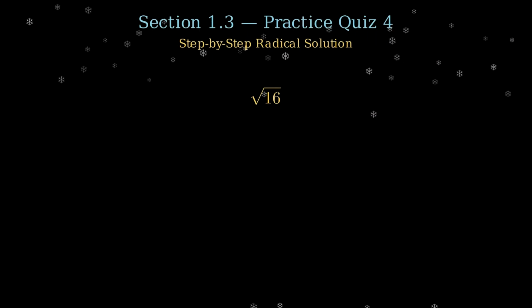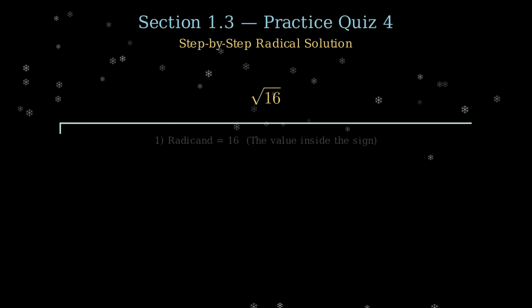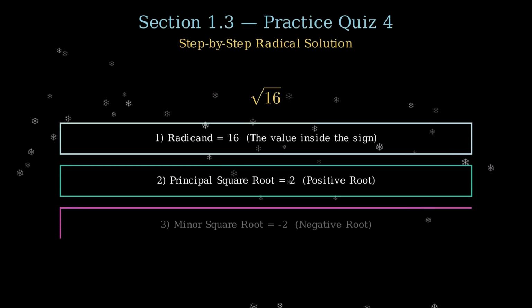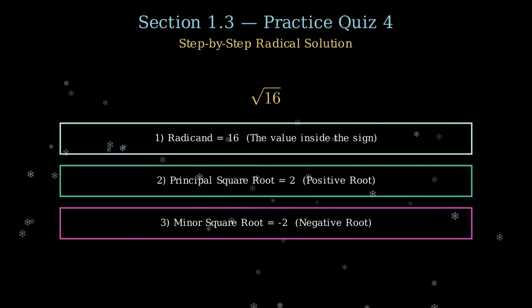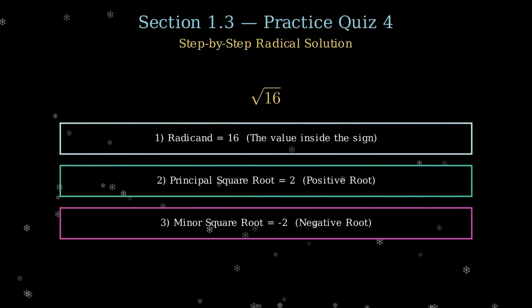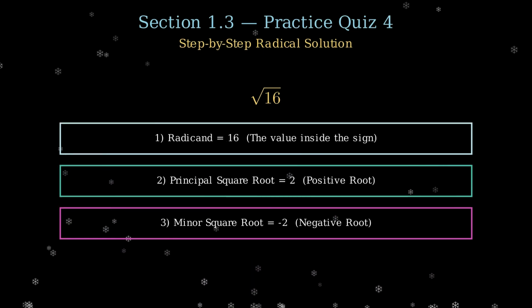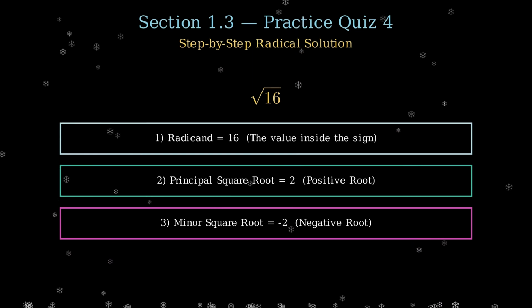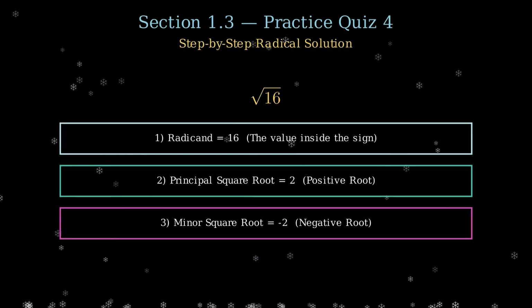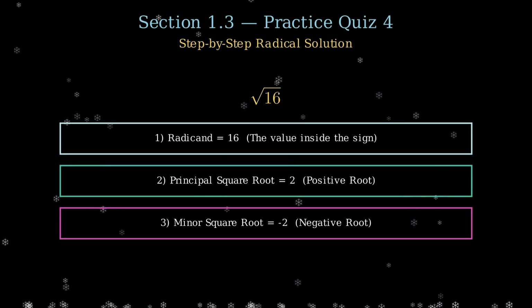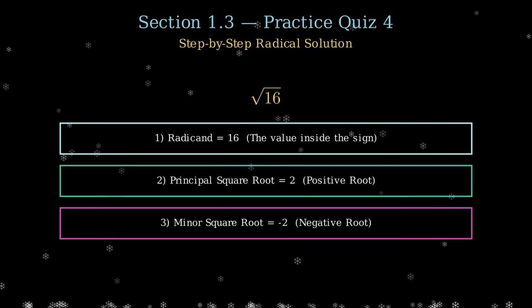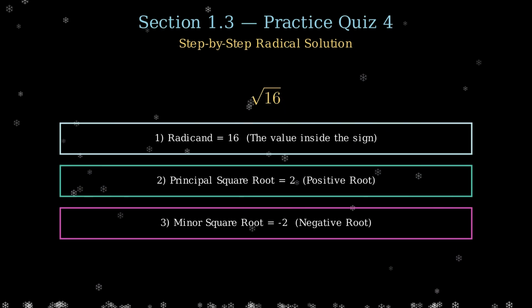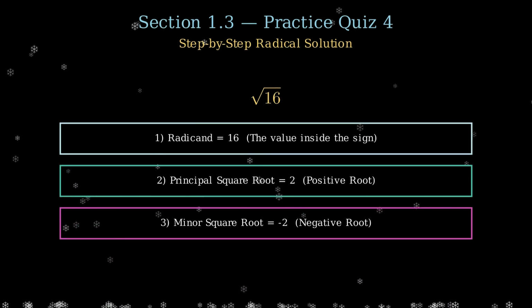First, the value inside the radical sign is 16, so the radicand is 16. Next, we look for a number that equals 16 when multiplied 4 times, which is 2. Therefore, the positive result, 2, is the principal square root, and the negative result, negative 2, is the minor square root. Both values satisfy the core definition of the radical relationship.